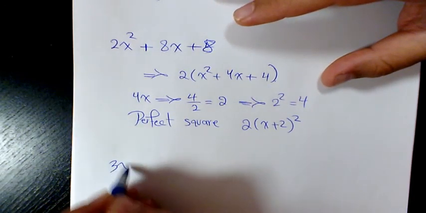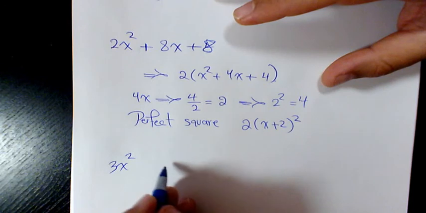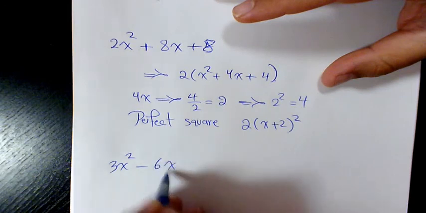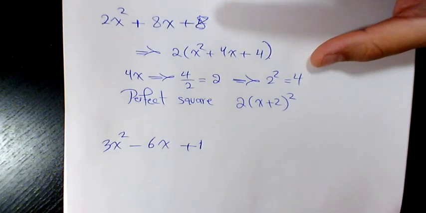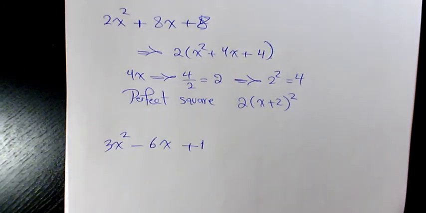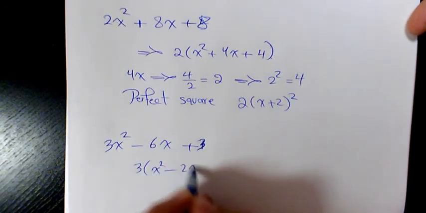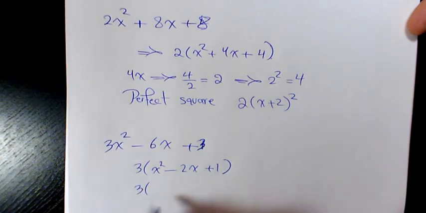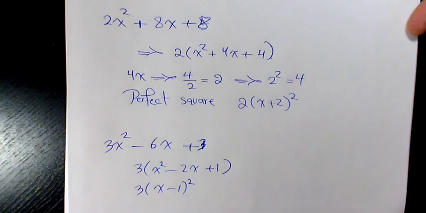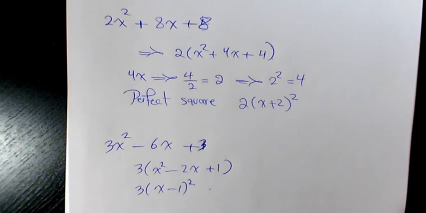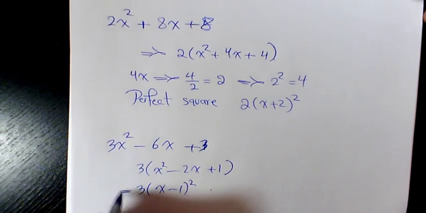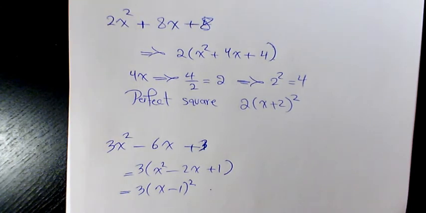Next one. 3x squared minus 6x plus 3. What about here? So we need to have 3 here. You factor 3 first. x squared minus 2x plus 1. Then that will be x minus 1 squared. Because negative 2 divided by 2 is going to be negative 1. Negative 1 squared is going to be positive 1. So this is the first part of perfect square trinomial.